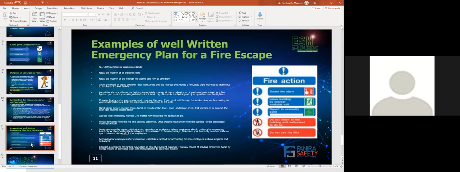People should know how to use these emergency fire equipment. Count the doors, the distance between their work areas and the nearest exits during the fire incident. Exit signs may not be visible due to smoke or power failure. So sound the alarm and leave the building immediately, closing all doors behind you.